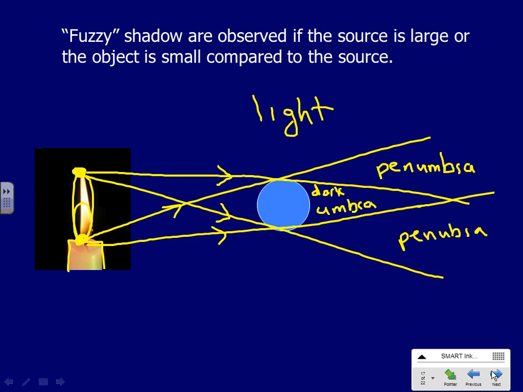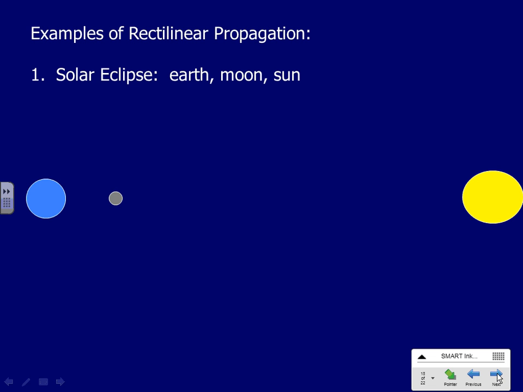If the source is large and the object is small, again, small compared to the source. And as examples, and Megan took all the fun away from it, eclipse. The two versions of the eclipse. So, the sun is the yellow one. The gray one is the moon, and the blue one is the Earth.